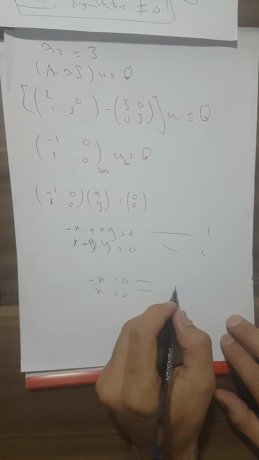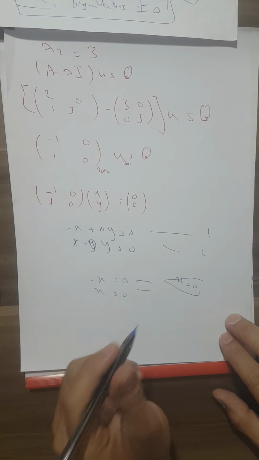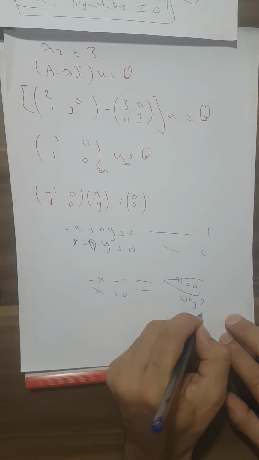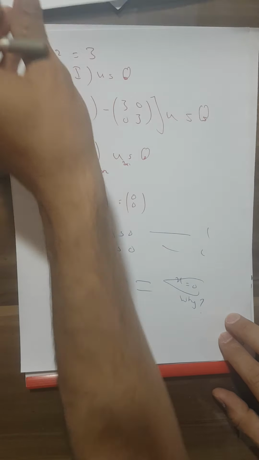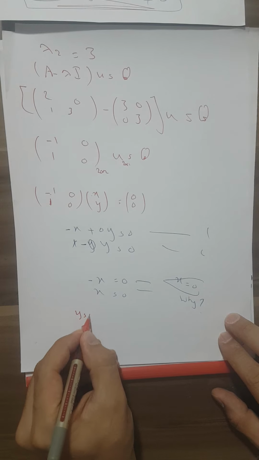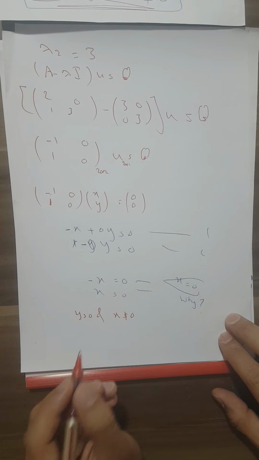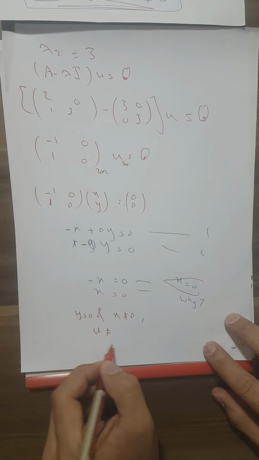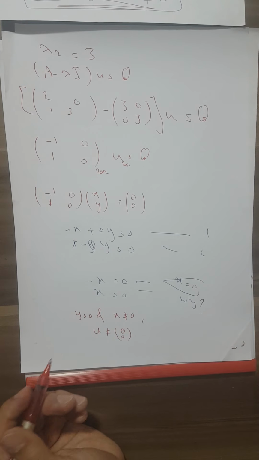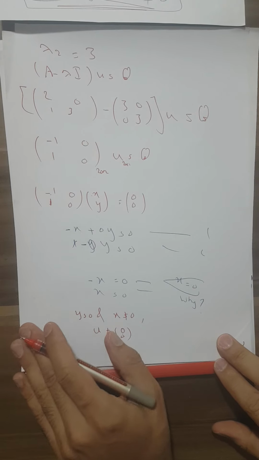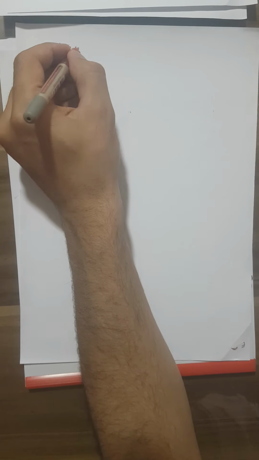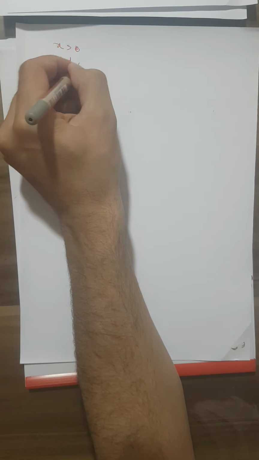Do not say x is equal to 0. Why? Because I gave you a caution. I say that if y is equal to 0, x shouldn't be 0, because u shouldn't be 0 and 0. That's why, because in that case we have the trivial solution. But we need to find the solution. That's why I say let x be 0, but y not be 0.